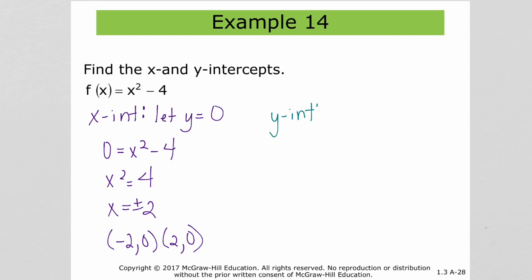Our y-intercept, we let x be 0. So we'll have y equals 0 squared minus 4. So y is just negative 4. So the y-intercept is 0, negative 4.